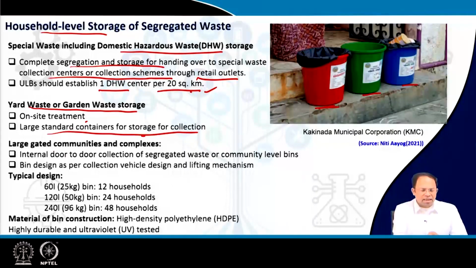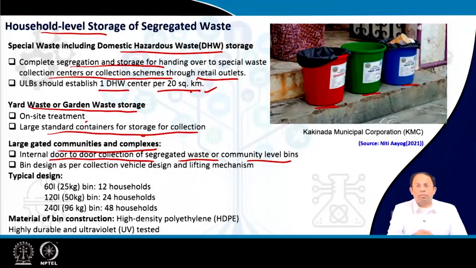For large gated communities and complexes where a lot of people are staying together, usually an internal door-to-door collection system is proposed. That means the community should have their own door-to-door collection system, and segregated waste has to be stored in community level bins. The community level bins should also have separate containers for storing different kinds of segregated waste.